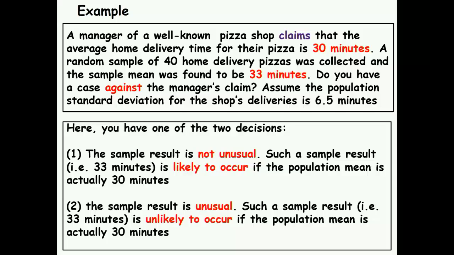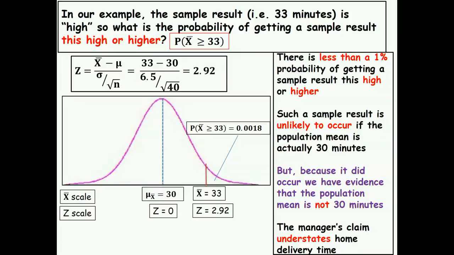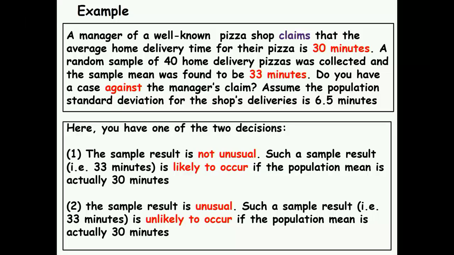So he didn't tell me the truth because the probability is here very low. There is less than 1% probability of getting a sample result this high or higher. Such a sample result is unlikely to occur. If what he is saying is correct, the probability that I would get this one is very small.